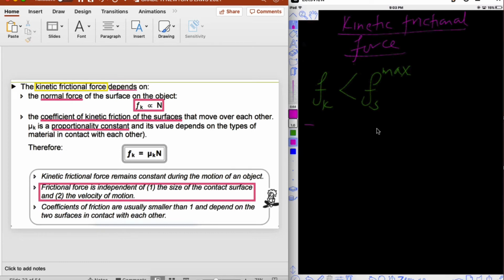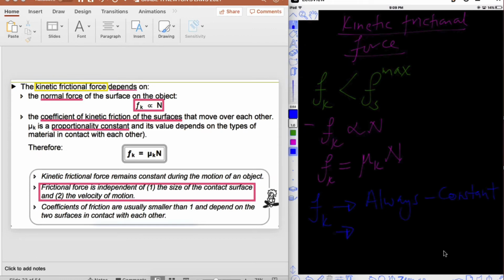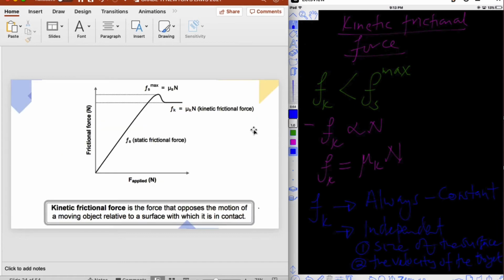So just like static frictional force, kinetic frictional force also depends on the normal force. In other words, the kinetic frictional force is directly proportional to the normal force. Then if you want to remove the proportionality sign, the kinetic frictional force will be equal to the coefficient of kinetic friction times the normal. Another very important thing that we should remember is that the kinetic frictional force is always going to be constant. This kinetic frictional force also is independent of the size of the surface and the velocity of the object.